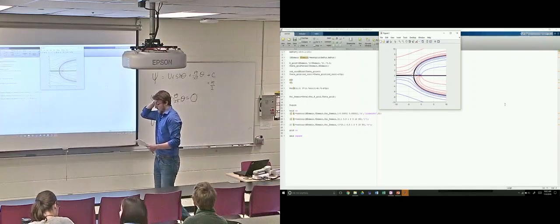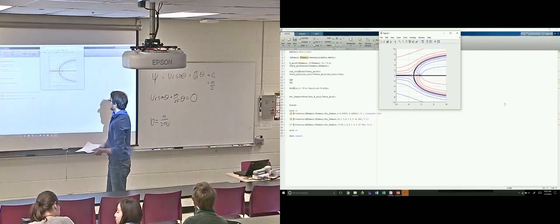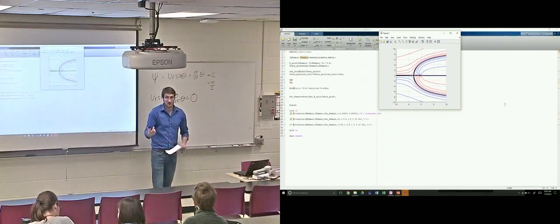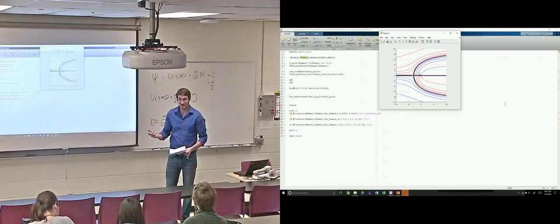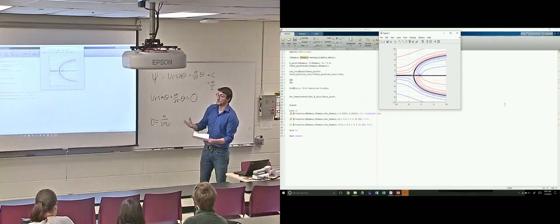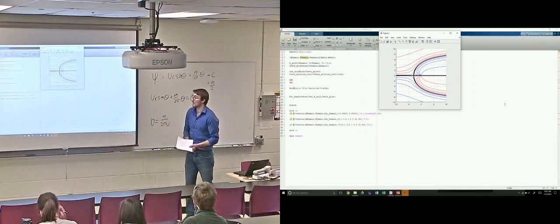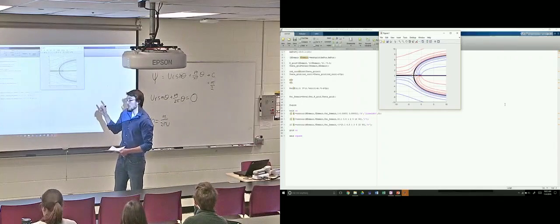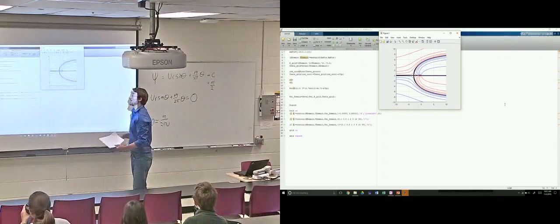A few other things to note. Remember, I talked about how sources, sinks, vortices, etc. are what we call mathematical singularities. That is, they're completely undefined at the point where they're located. They violate the assumptions that allow us to assume potential flow. But this is an example of how that is okay. We don't care.